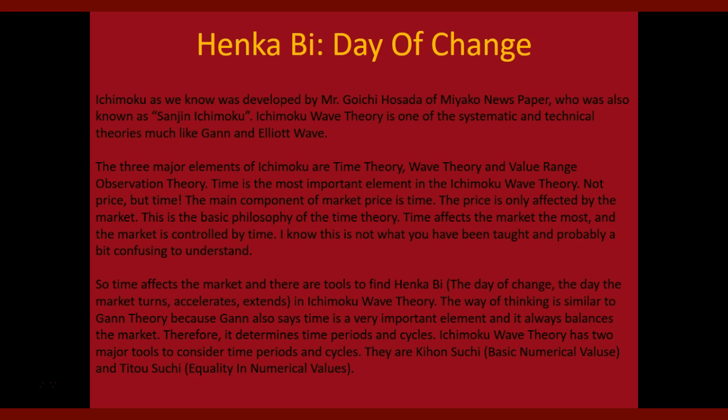So Gann and Elliott wave and Ichimoku are all kind of mixed in one and form the same kind of concepts basically. Therefore it determines time periods and cycles. Ichimoku wave theory has 2 major tools to consider time periods and cycles. They are Kihon Suchi, which is the basic numerical values, and Taito Suchi, which is the equality in numerical values.